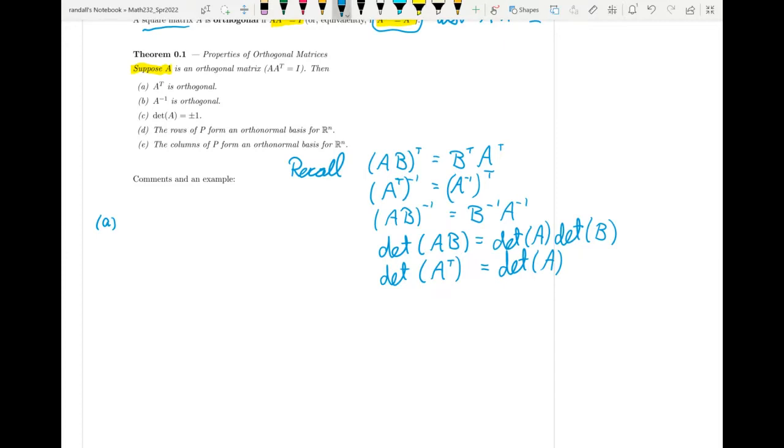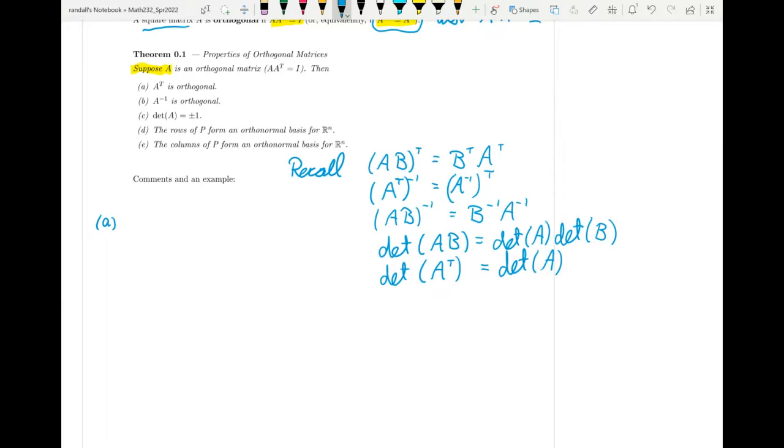Statement A is now saying this other matrix, AT, is also orthogonal. On the face of it, that is something new, because we're just assuming A itself is orthogonal. AT, remember, is another matrix, a different matrix. It doesn't look like A, typically. It's a different matrix. Is it orthogonal also? The answer is yes.